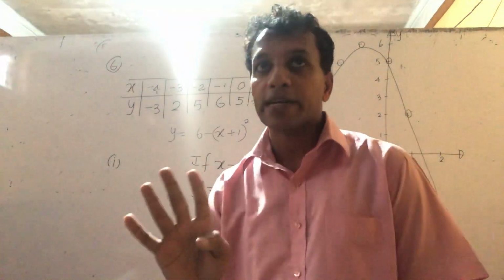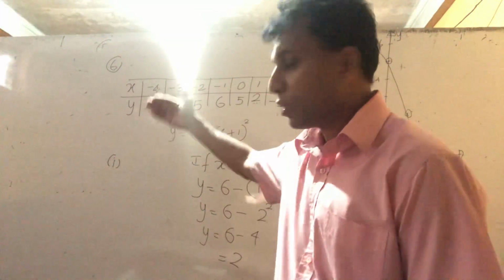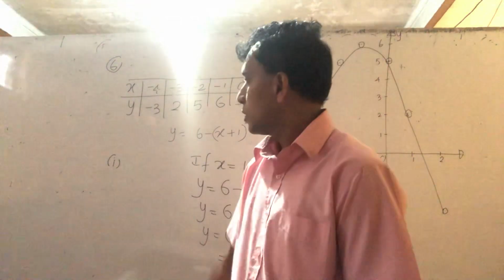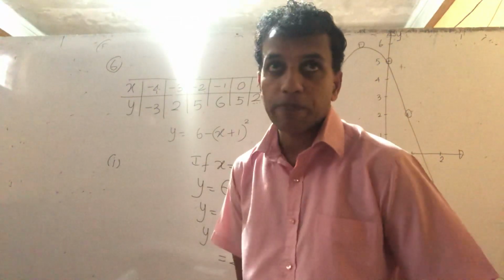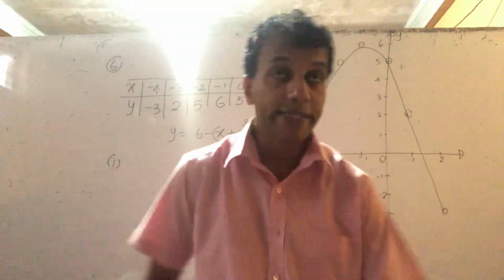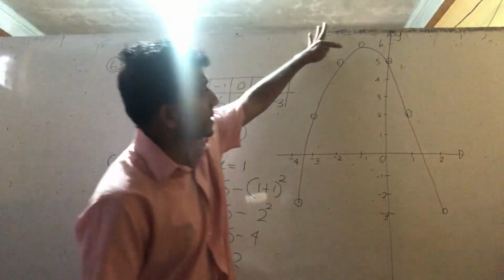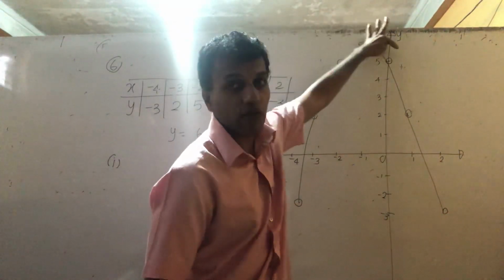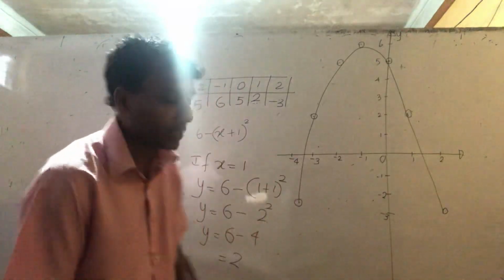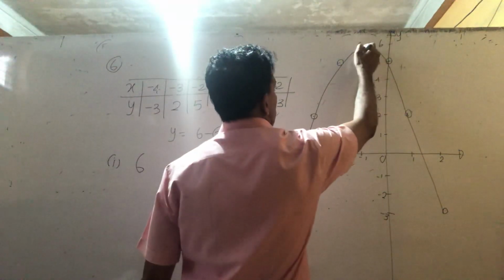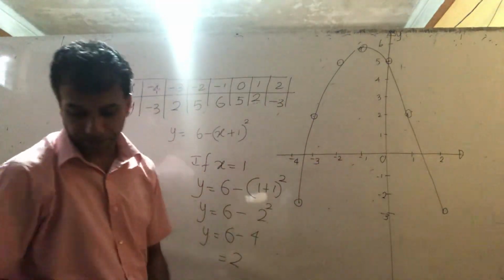Don't think the graph is the end. You have to answer the other parts also to get all 6 marks. So the first part: write the maximum value of the function. What is the answer? The maximum is 6. Find the y coordinate of the peak point; the y coordinate is the answer. So the maximum value of the function is 6.